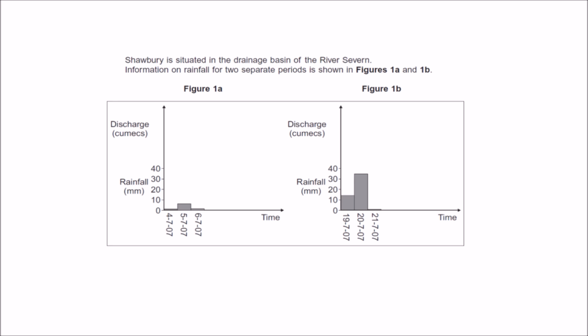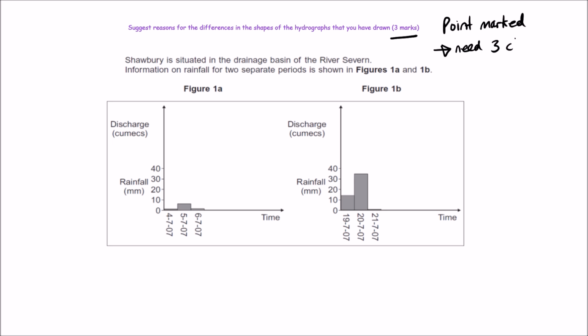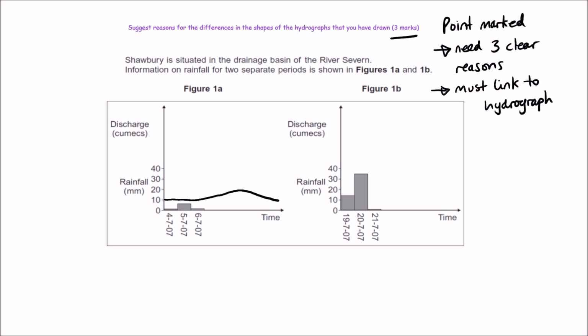Now for the second half of this question, you have to suggest reasons for the differences in the shapes of the hydrographs that you have drawn. Now this is worth 3 marks, which means it's point marked. In other words, you need to give 3 clear reasons for 3 points. And you must explicitly link these reasons to the hydrographs that you've drawn. So let's draw our hydrographs on again.